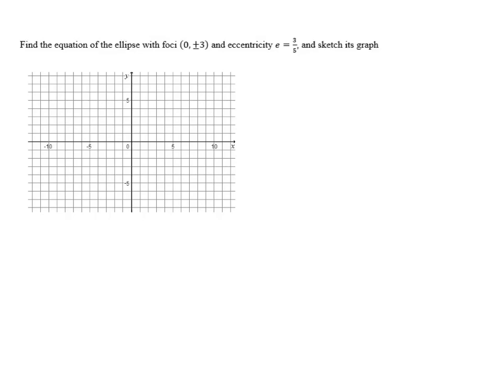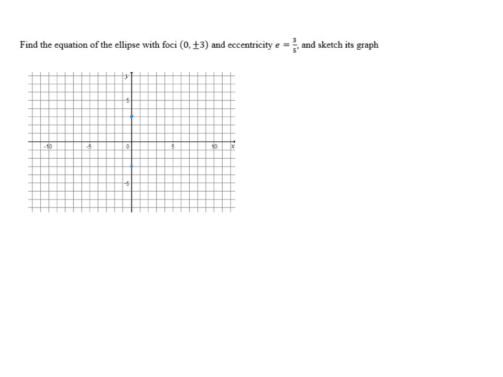Find the equation of the ellipse with foci (0, ±3) and eccentricity e = 3/5, and sketch its graph. Again, we're given the foci, so we can plot them on the xy plane. They're at (0, 3) and (0, -3).